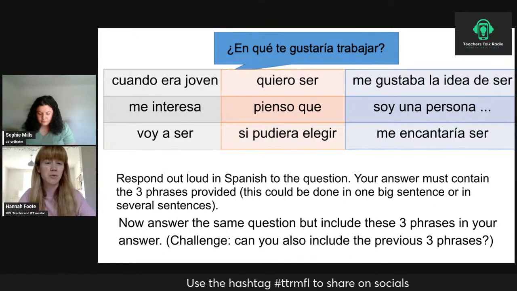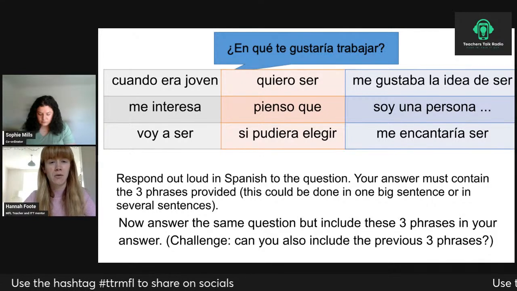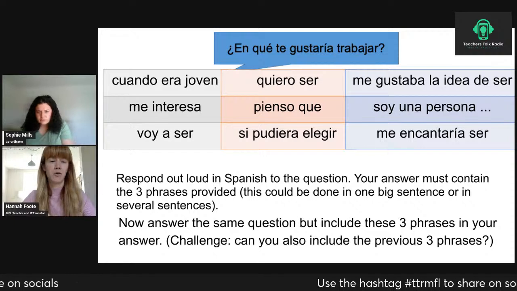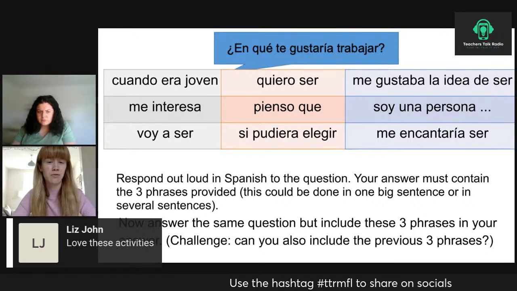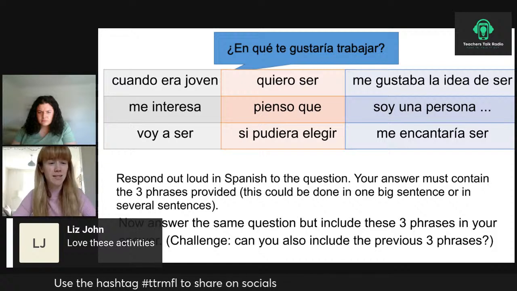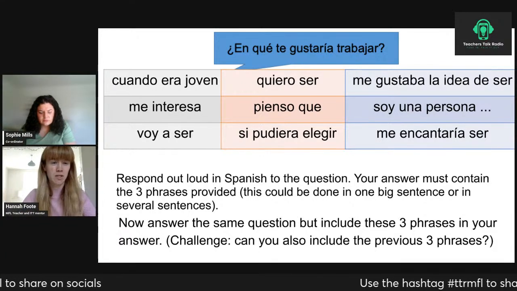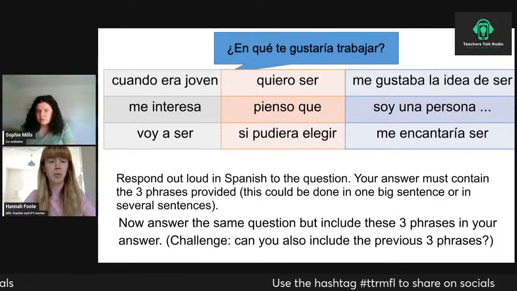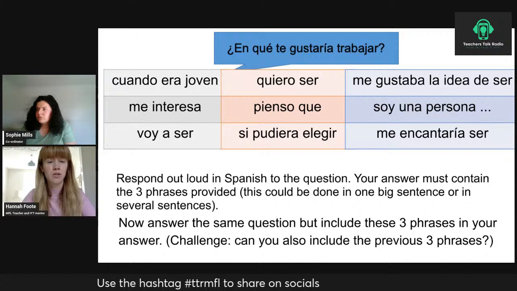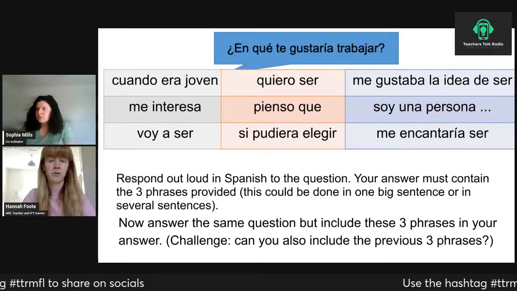Then the orange box would magically appear, and the other partner would have a go at answering the same question, ¿en qué te gustaría trabajar? They've now got 3 different phrases that they have to include in their answer. However, if you're feeling spicy, if you're feeling up to it, you can also try and add in the previous 3 boxes in grey. Again, the partner would just be keeping a tally on their hands of how many that person's managed to include. And then you might do it a final time, and you might do it a 4th time if you wanted to make this fair.